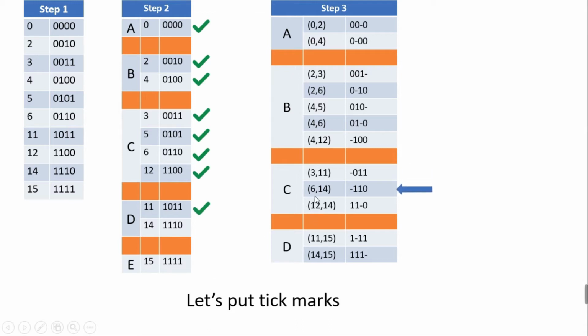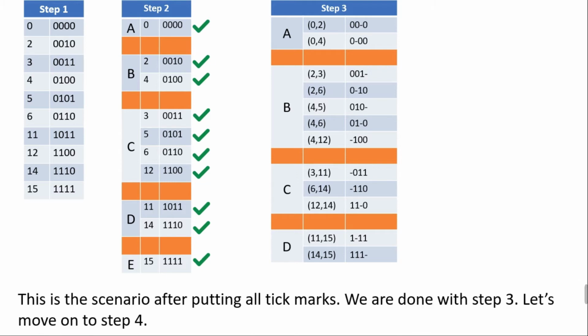For example, we have 6 and 14 here, so we put tick marks beside 6 and 14. 6 was already checked, so we just put a tick mark on 14. For 12 and 14, both are already checked. For 11 and 15, 11 is already checked, so I'll put a tick mark beside 15. And 14 and 15 are already checked. All right, we are done checking all the pairs of step 3, and we have put tick marks on all the necessary places in step 2. So this is the scenario after putting all the tick marks. We're done with step 3 now. Now let's move on to step 4.